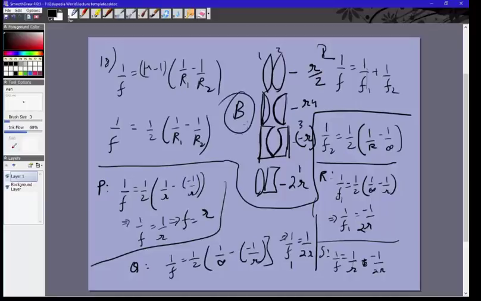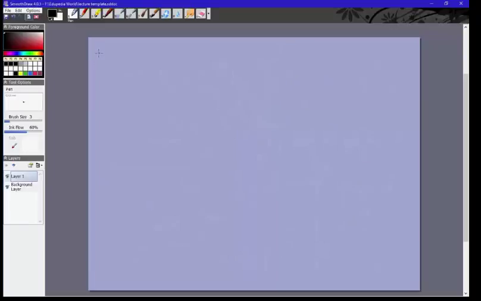So the answer to this question is option B. Quite a simple question, but you have to make sure you use the right signs. Every surface like this has a positive radius of curvature because it's towards the right. Every surface like this has a negative radius of curvature because it's towards the left. Let's move on to question 19.